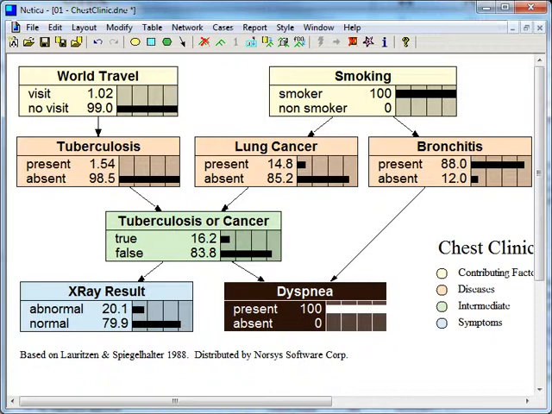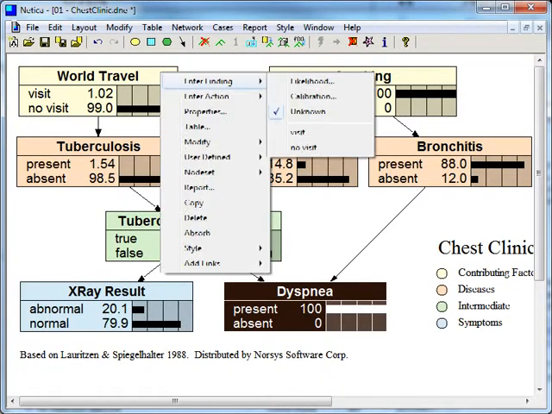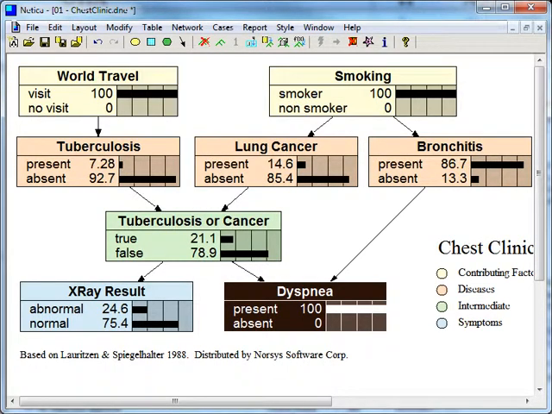We may also ask about world travel. Now notice what happens when I hit world travel and I say there was a visit. My probability of lung cancer drops ever so slightly. And the reason it drops is because the probability of tuberculosis goes up. If there's no visit, then the opposite happens. The probability of tuberculosis goes down significantly, and lung cancer goes up a little bit. At this point, we have almost a 15% chance of lung cancer.